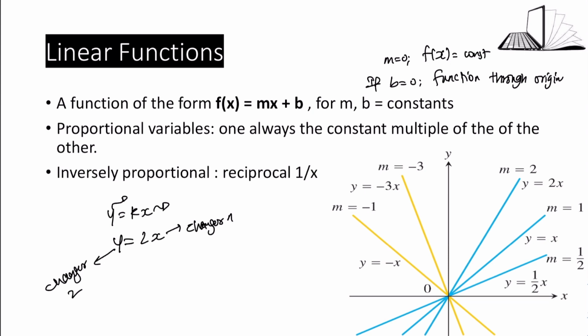Whereas an inversely proportional relationship is whenever y is proportional to the reciprocal of x, as if we're saying y is equal to k over x. Now, if x increases, y decreases.